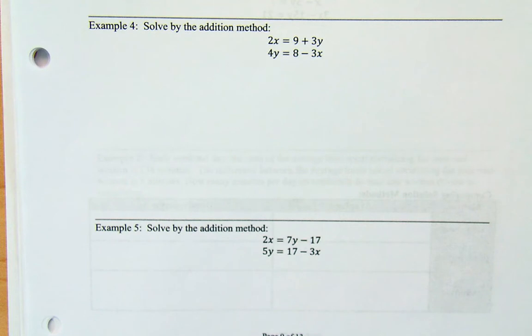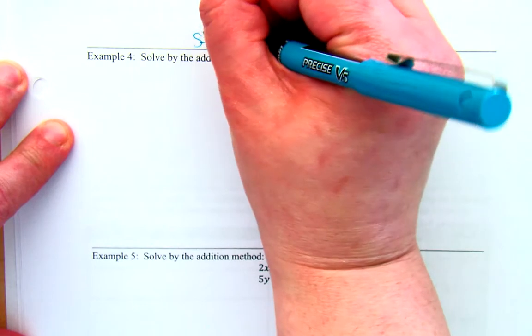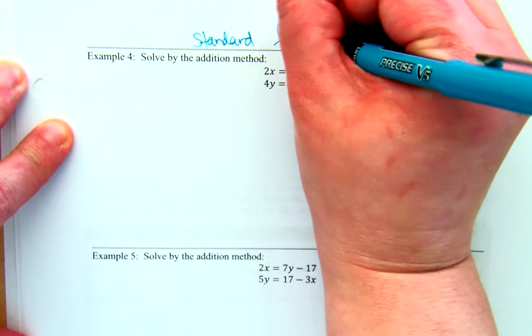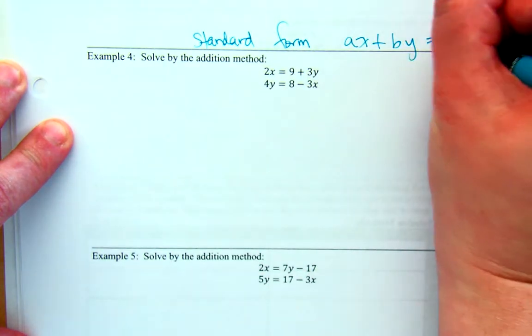Okay, so what do we have here? Example 4. The problem with doing these using the addition method is, what do you see is wrong with them right now? They're not set up to add, because why? Yeah, we actually want to put them in standard form. And standard form is ax plus by equals c.